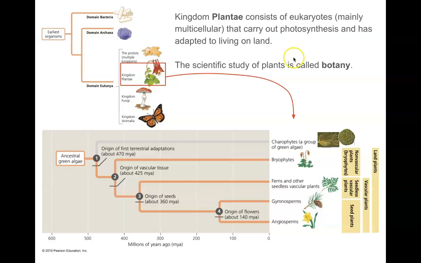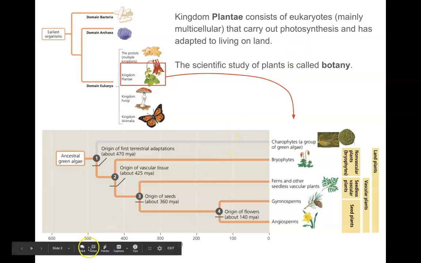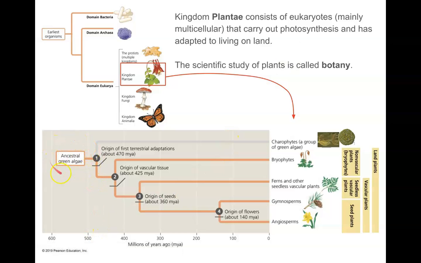So here I can actually see this evolutionary timeline beautifully mapped out. Here I have an ancestral green algae, which I'll discuss. We've seen some adaptations appear on the timeline. First terrestrial adaptations, then we have the origin of vascular tissue. I'll discuss all these in detail. Then we have the origins of seeds coming up.